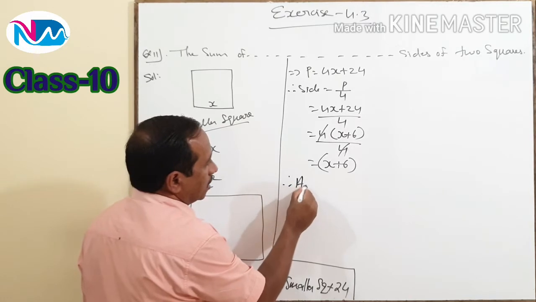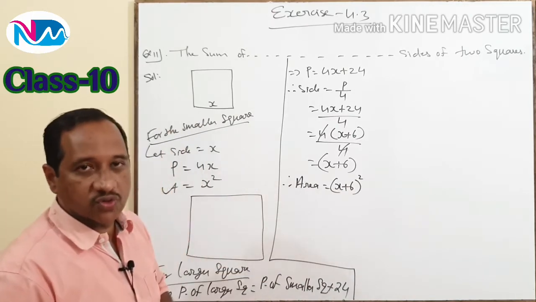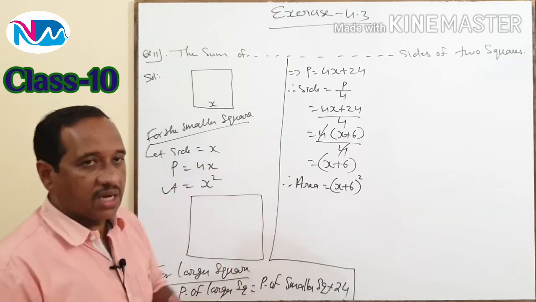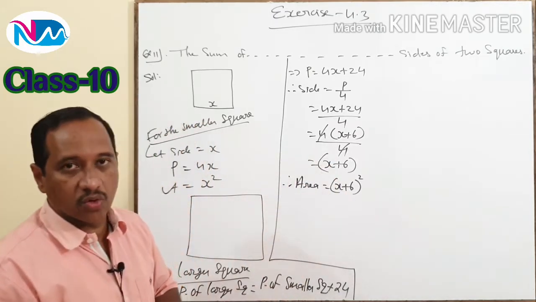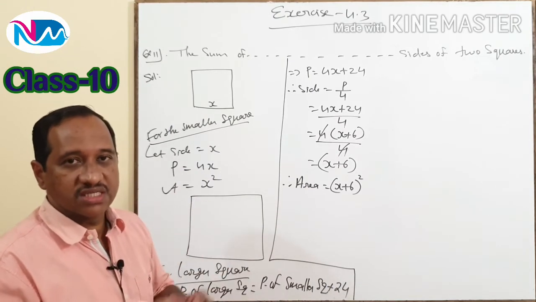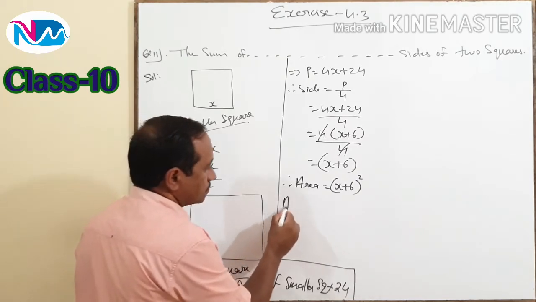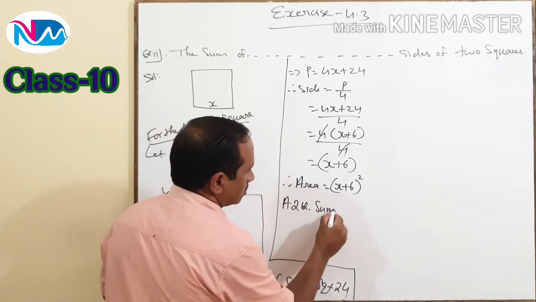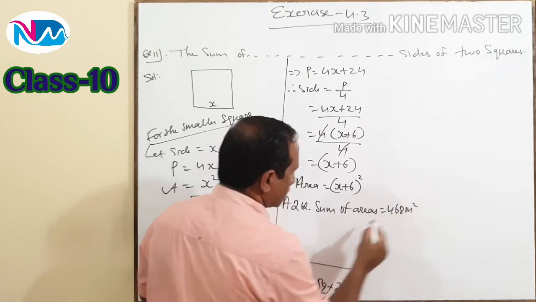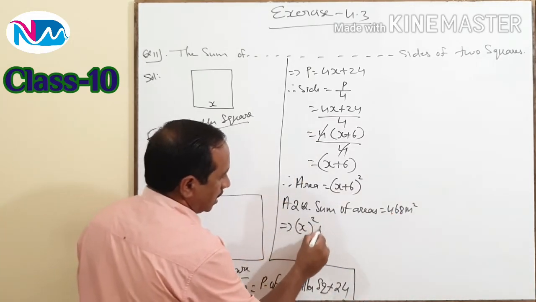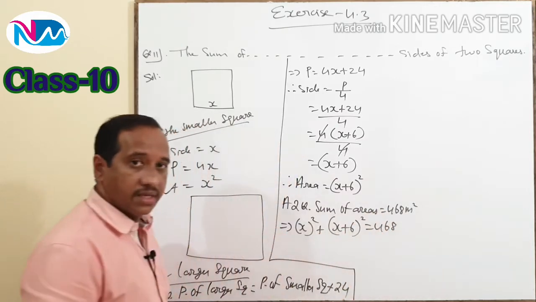Therefore, the area of the larger square will be x plus 6 the whole square, because area of a square is given by side square. So we have the area of the smaller square, x square, and area of the larger square, x plus 6 the whole square. Now according to the question, sum of the areas of the two squares is equal to 468 meter square. That gives x square plus x plus 6 the whole square is equal to 468.